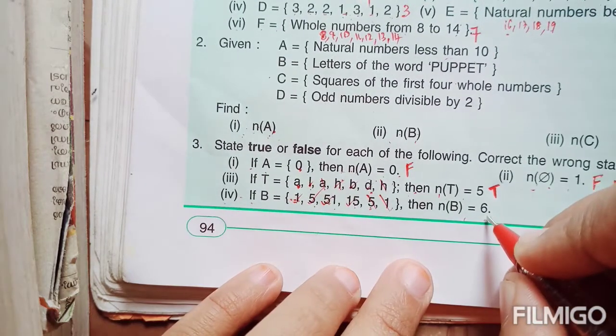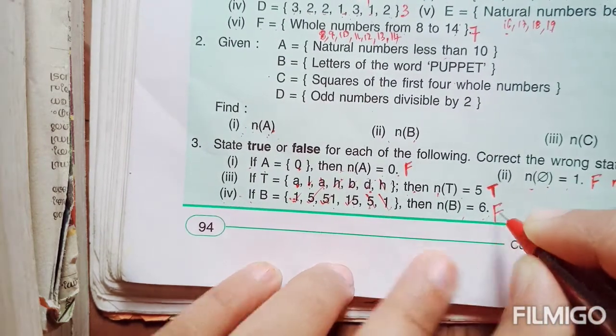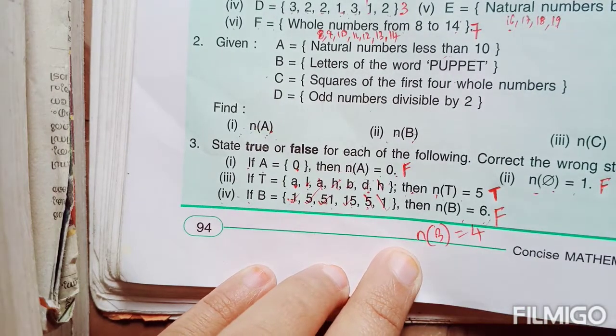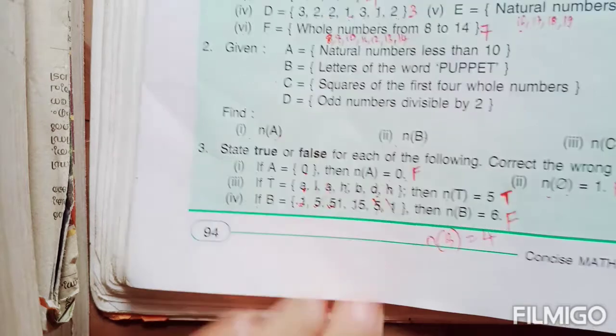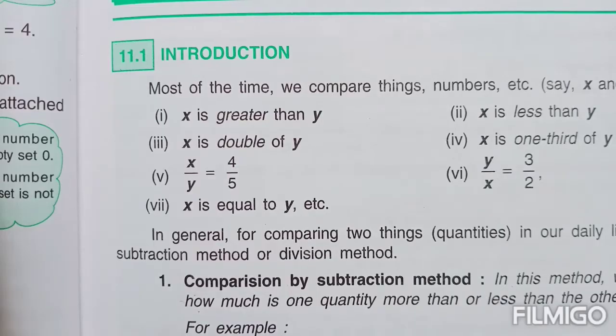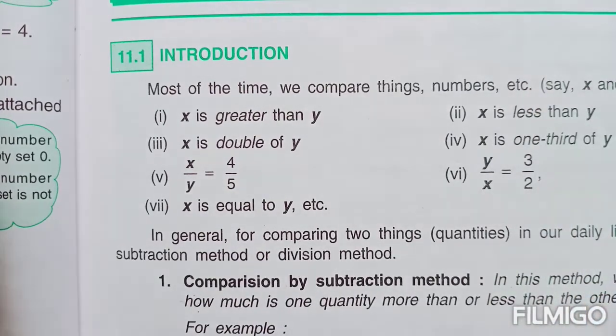Here it is given 6, so this statement is false. n of B equals 4. You can correct that. Okay, so this chapter is over. Our next chapter is chapter 11, Ratio.